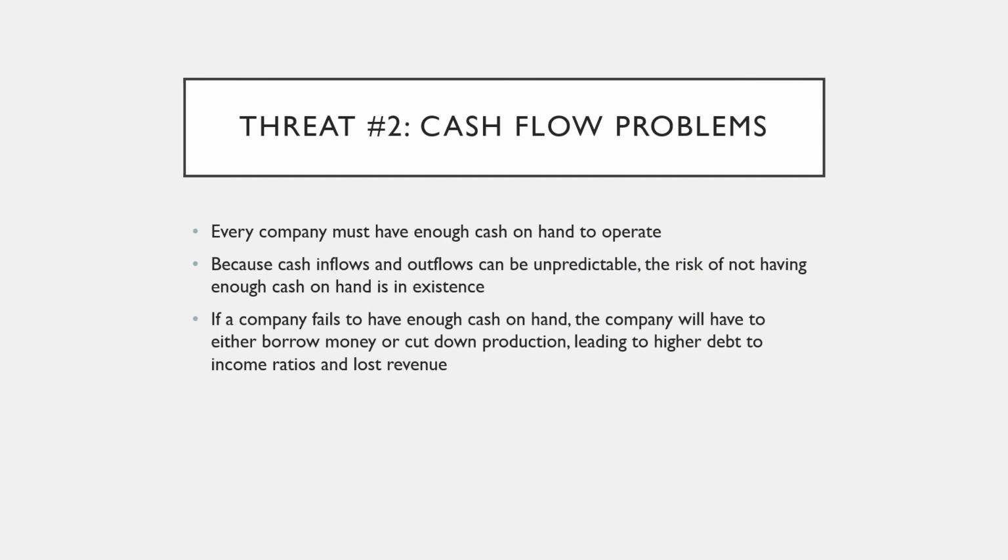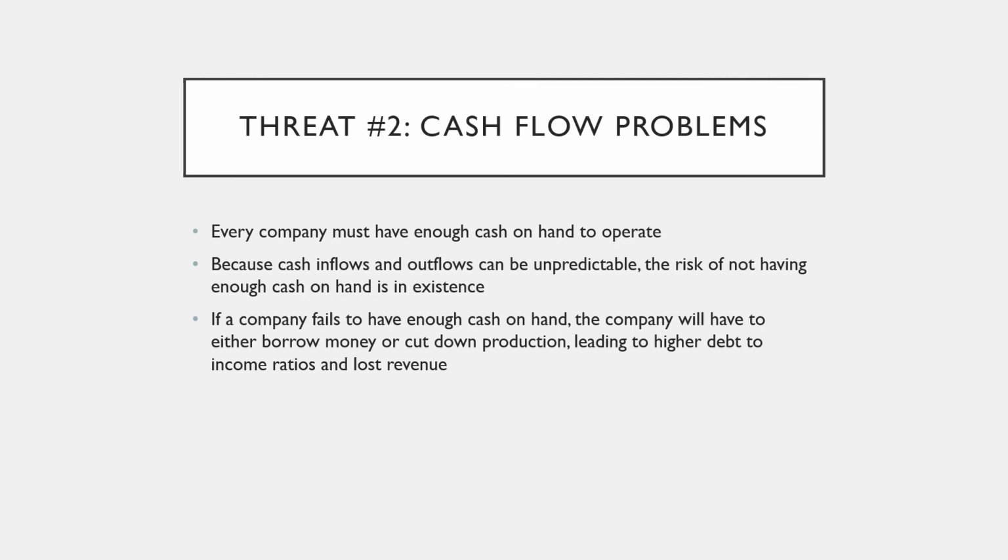The second threat to the cash collection cycle is cash flow problems. Every company must have enough cash on hand to operate. This is plain and simple. If you don't have cash, you're not going to be able to operate and will probably have to close the doors of your business. The reason cash flow problems are a threat to the cash collection cycle is because cash inflows and cash outflows can be unpredictable, and the risk of not having enough cash on hand is always in existence.